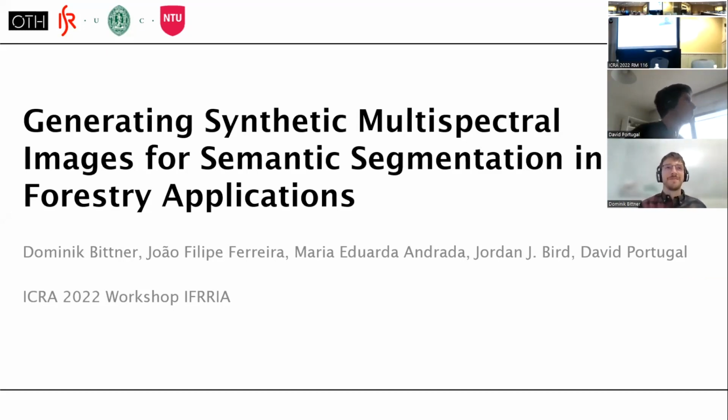Hey, my name is Dominik Bittner, and I would like to talk with you about generating synthetic multispectral images for semantic segmentation in forestry applications. The co-authors are Sean Ferreira, Maria Andrada, Jordan Bird, and David Portugal.